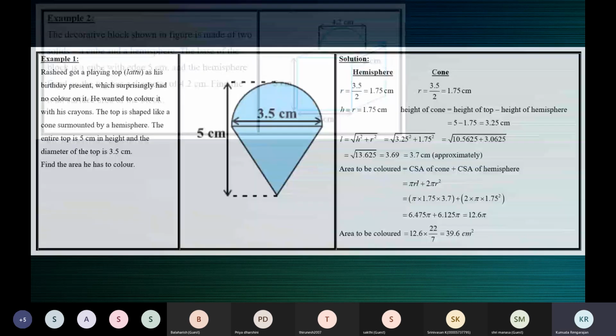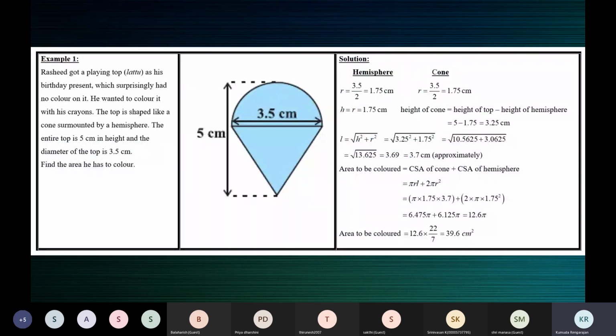So I think the learning in this answer is that we should be careful while we calculate the height of the cone. If it is given height of the cone, it is the height of the cone, but it's given height of the entire top. The height of the entire top meaning it is two heights together. The height of the entire top is the height of the hemisphere plus the height of the cone. Hemispherical height plus conical height is equal to the height of the top. So be careful there.